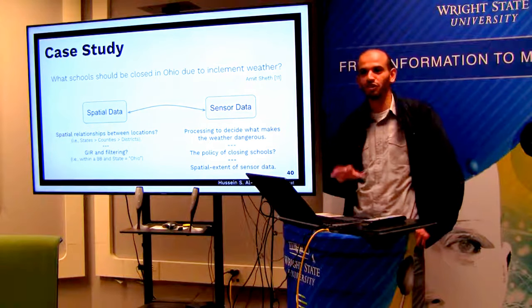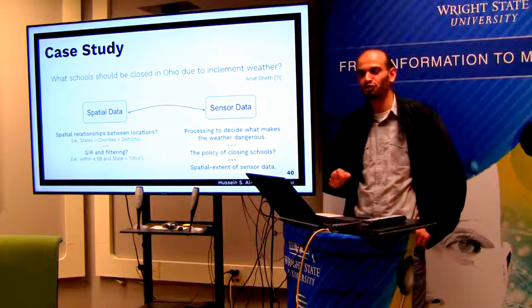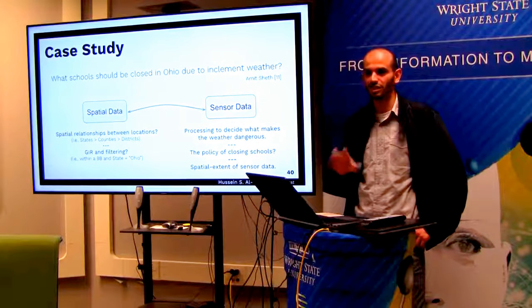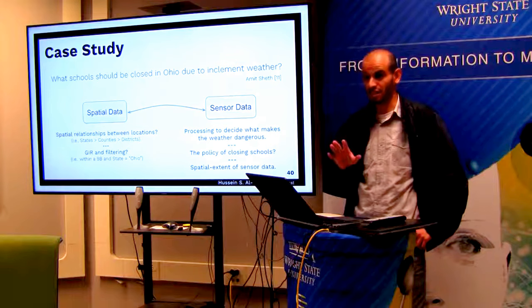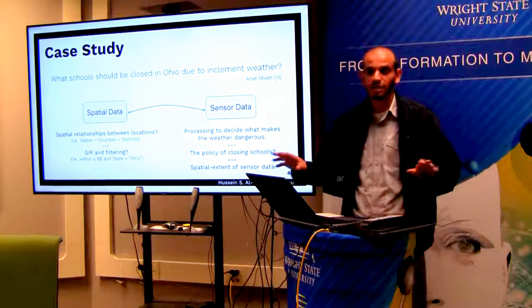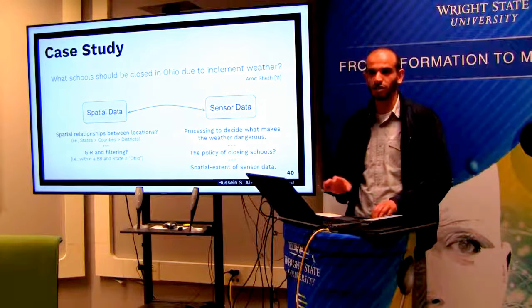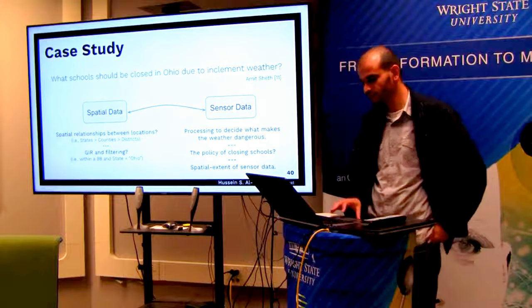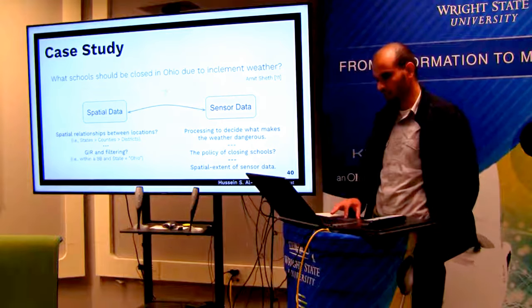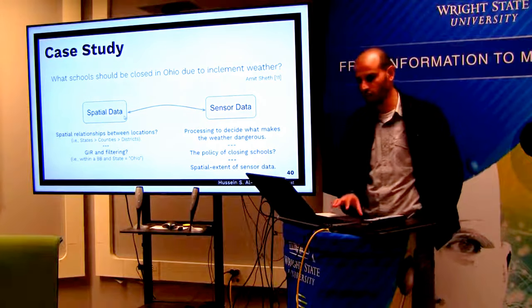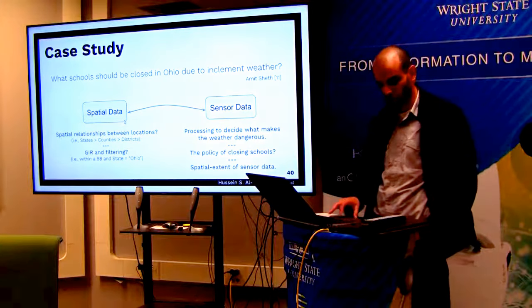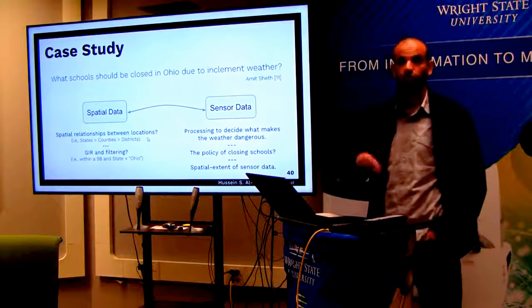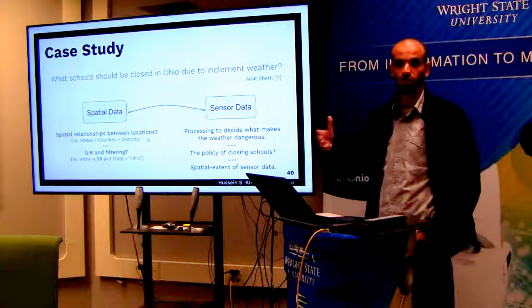And I want to give you that judgment. I want you to answer that question for yourself. Do you think the semantic web is easy, and as it is now, is it easy to answer this question, or does it need so much computing to do it, right? Let's talk about it. So we have spatial data, and we have sensor data. Spatial data, for example, we have spatial relationships between locations. We have a gazetteer, like let's say OpenStreetMap, right?